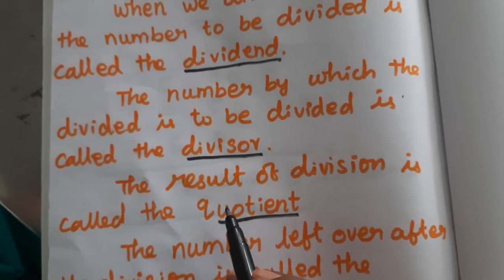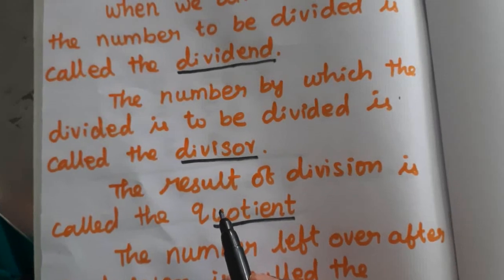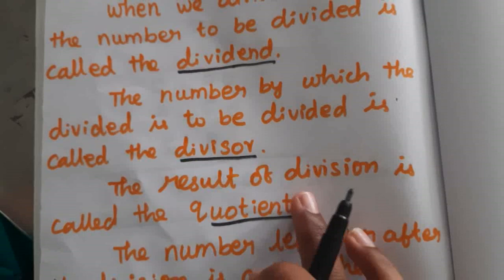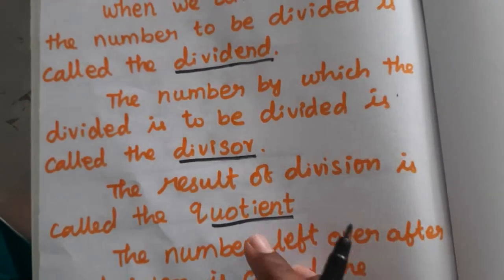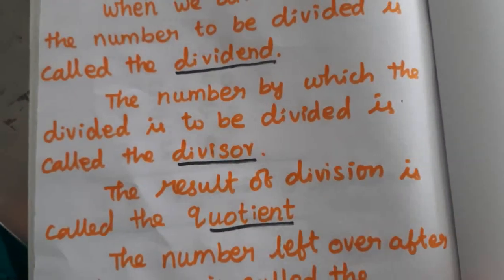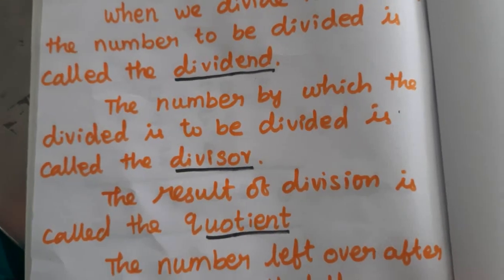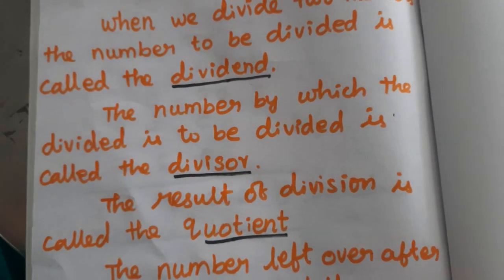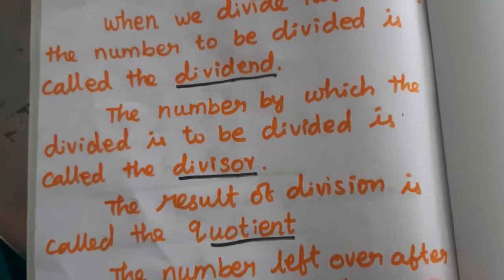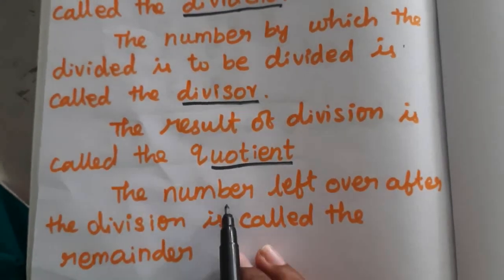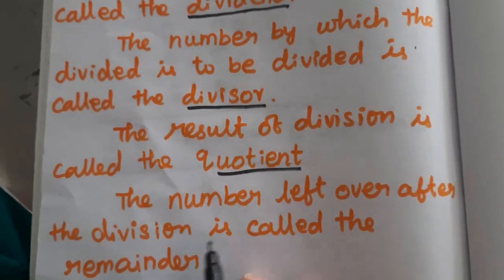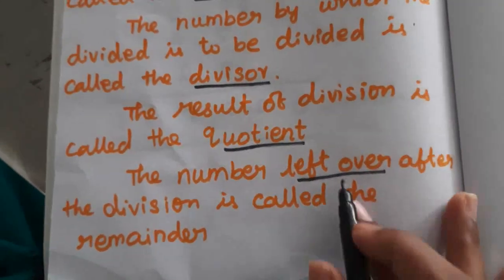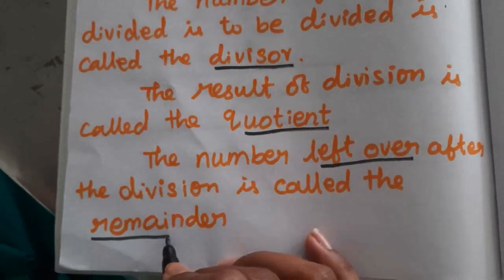We already discussed the result of subtraction, multiplication and addition. Next is the result of division, which is called the quotient. Result of addition, very good, that is the sum. Result of subtraction, that is the difference. Result of multiplication, superb, it's the product. Next, the number left over after the division is called the remainder. What is it? Remainder.